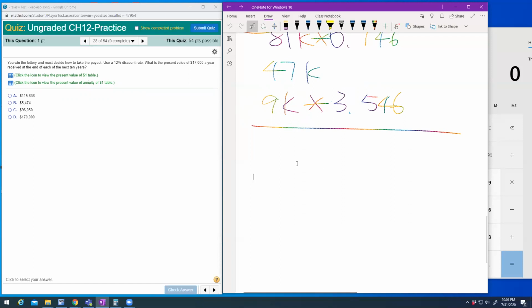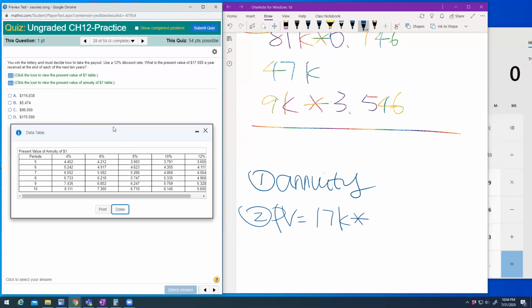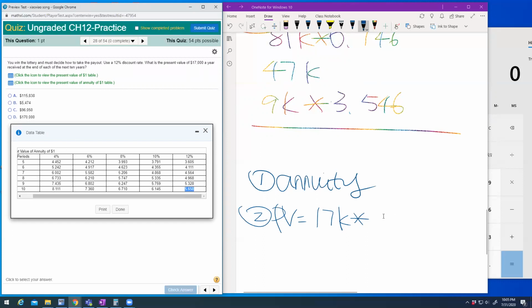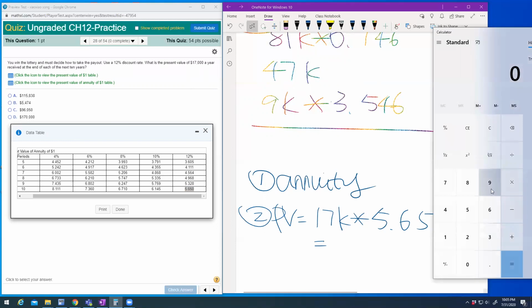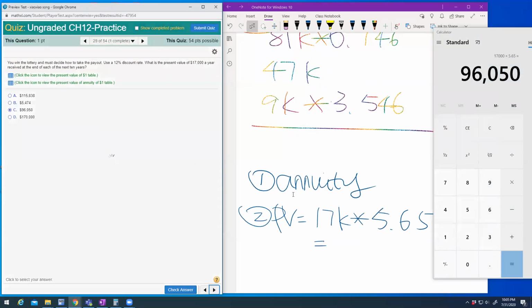So the first thing you need to decide is, this is an annuity, right? So our present value will be the cash flow of 17,000 times the annuity factor. We need to find the annuity table, so that is 12% for 10 years, which is 5.65. Times 5.65, I just click the calculator, and that gives about 96,000. Straightforward.